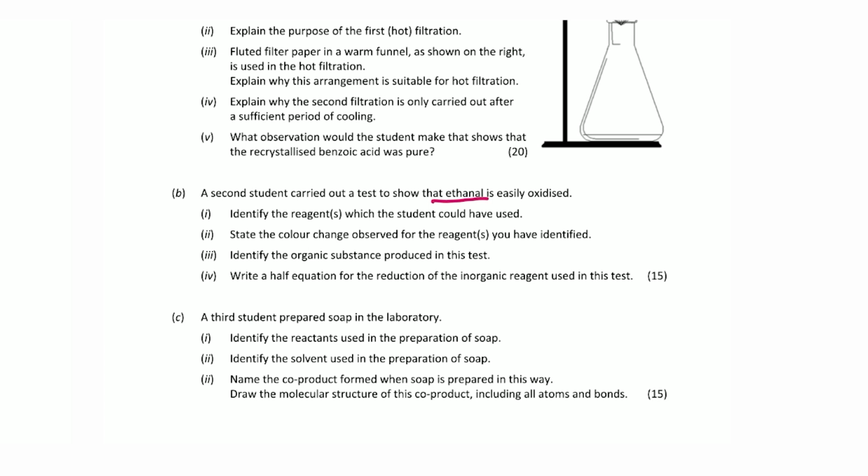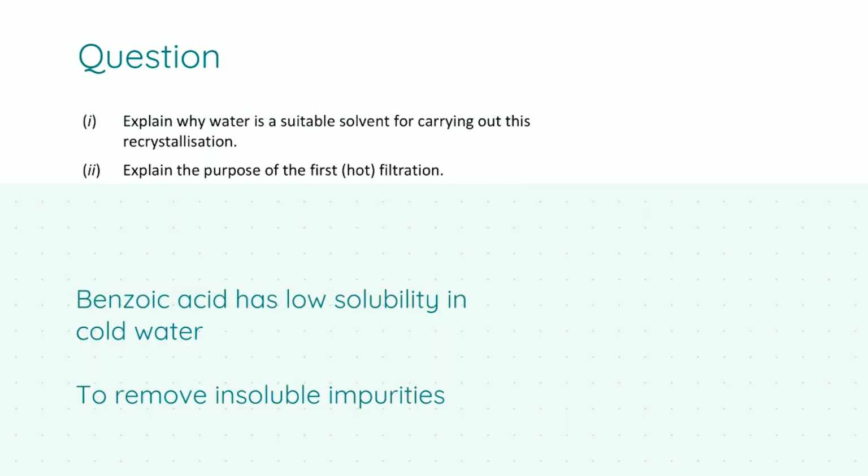So we'll dive straight into part A and get started with that. Part A(i), they're asking us why water will be a suitable solvent for the benzoic acid recrystallization. We know from doing the experiment that we want the crystals in this recrystallization, and we know that benzoic acid has very low solubility in cold water. So that's a very good answer for this question.